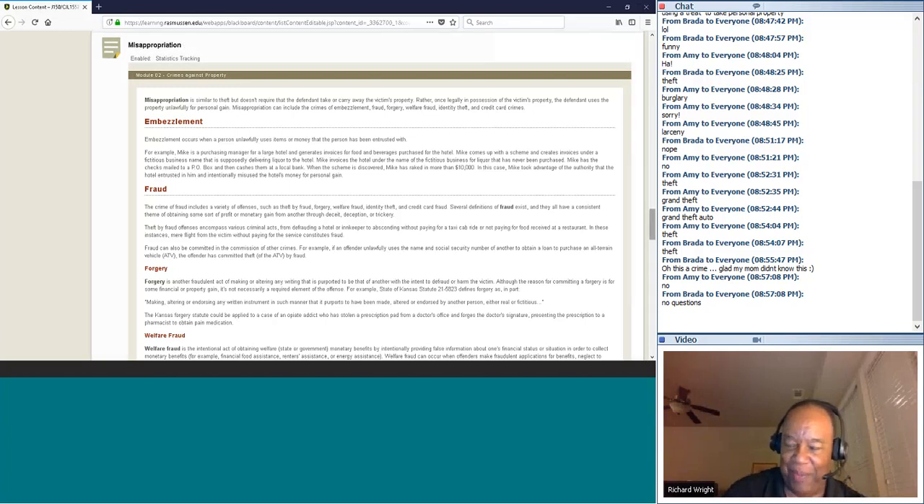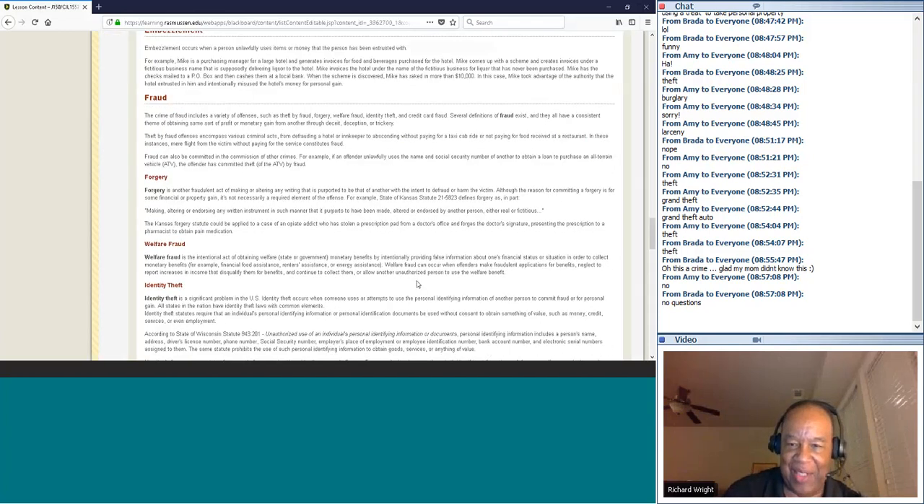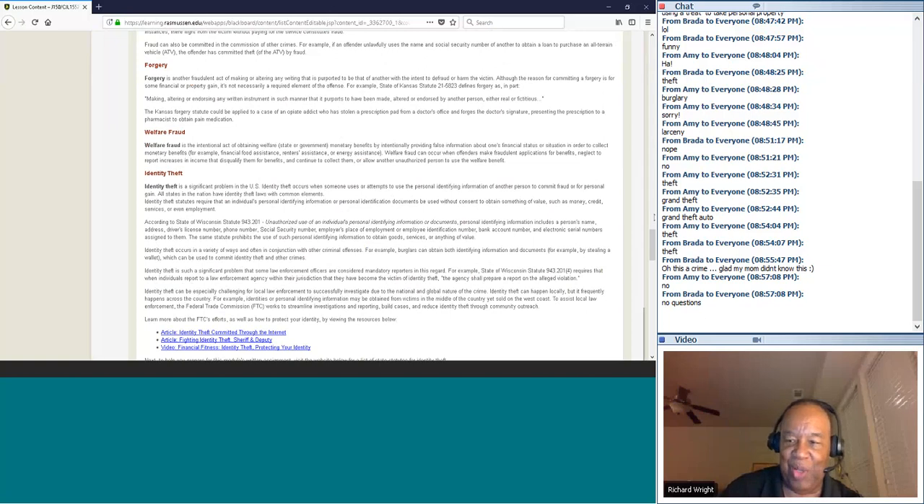Okay, forgery. We know what that is, changing, on a $10 bill, putting an extra zero on the left side of the dot. That makes it 100. But making, altering, or endorsing any written instrument, such as to change how it's supposed to operate and where we're supposed to go to. Welfare fraud. Yeah, well, you know what that is. That's basically saying you need welfare, and you're actually driving a Lexus or a Mercedes or a Rolls Royce around.